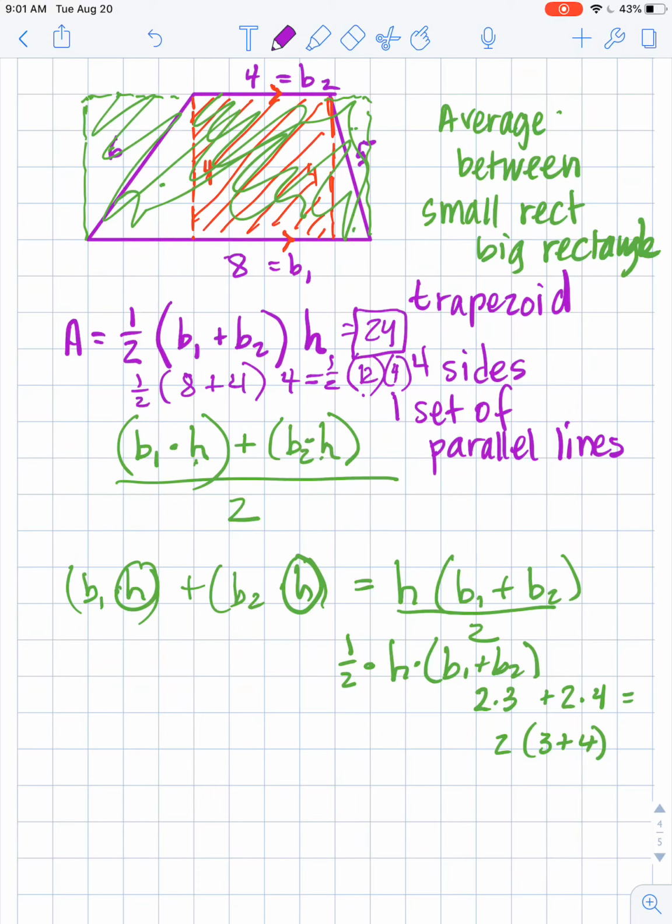If we do this one, base 1 times height, let's do it in green. So it's 8 times 4 plus 4 times 4 over 2. So this is 32 plus 16 over 2. 32 plus 16 is 48, divided by 2 is also 24. So that comes out the same.